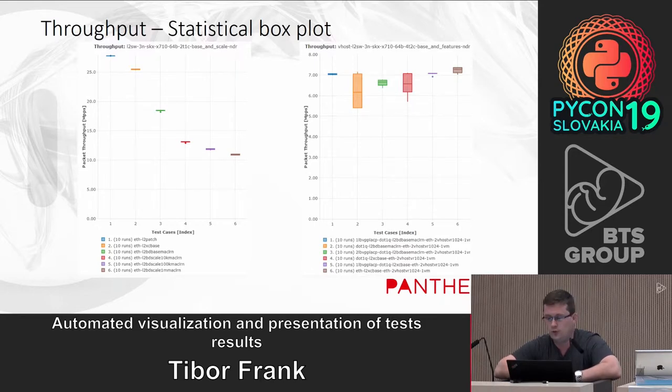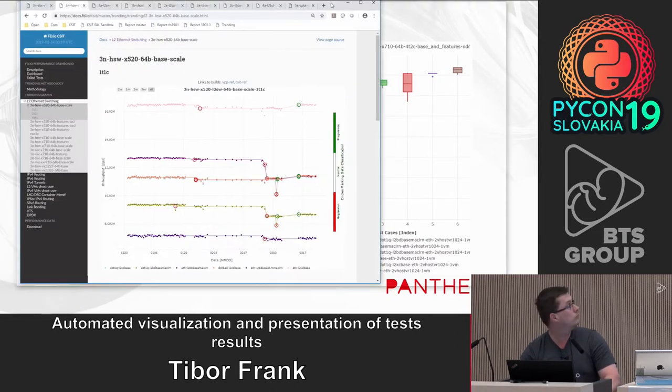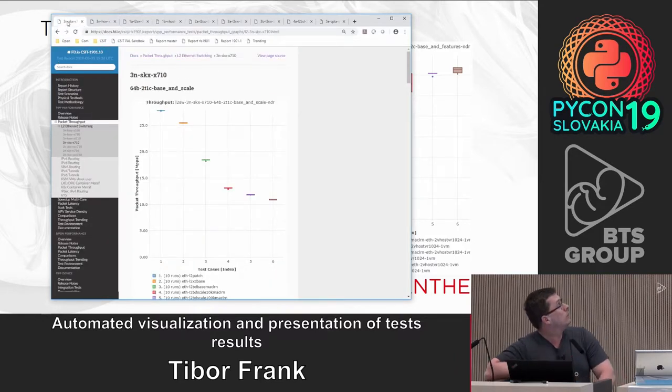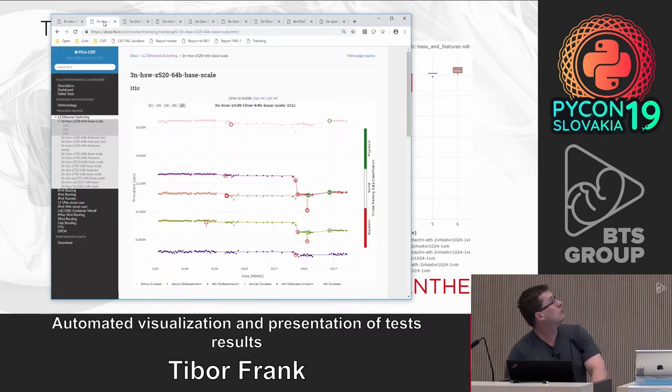We use Plotly in offline mode to generate various kinds of plots. As I said, hundreds of dynamically generated plots are put together by Sphinx to create a test report. For example, this is the report. Here is packet throughput. I will talk about it later. And we also generate packet throughput trending. Everything you can find on the web when you start with FDIO. All information is there.